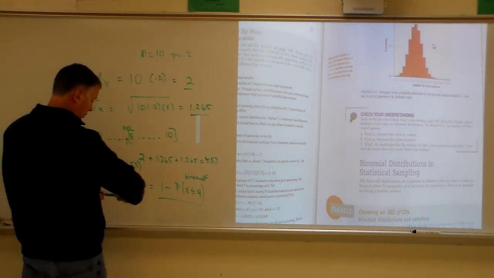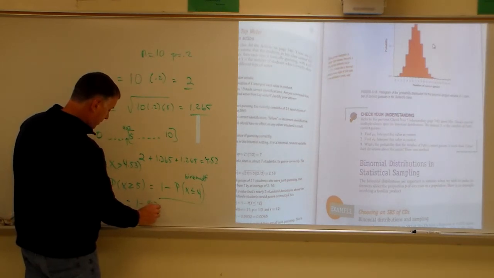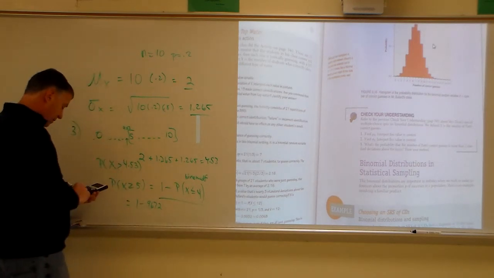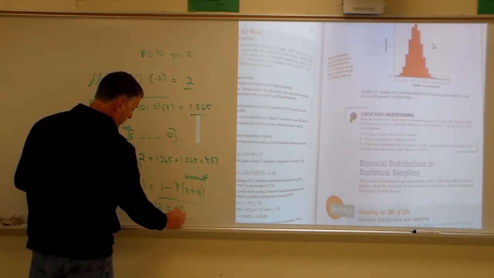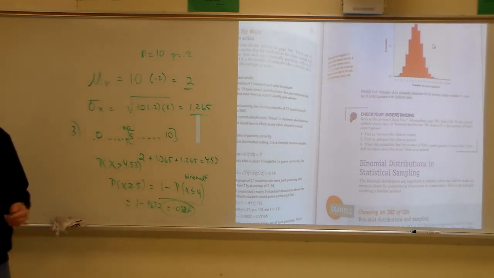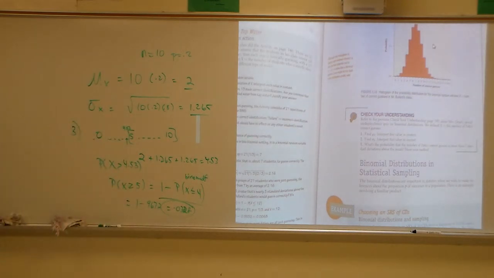So the probability is equal to 1 minus 0.9672. Is that what I said, or 9762? Nope, 9672. And then I do 1 minus that, 1 minus 0.9672, and I get 0.0328. Hopefully you guys got that. You guys are pretty good. I'm confident you got that, or at least you could set it up. All right. Move it along.